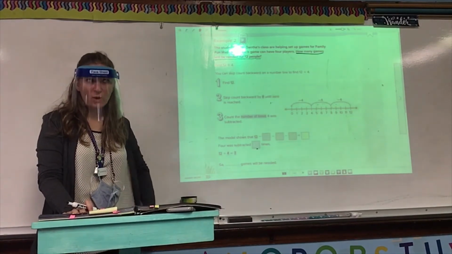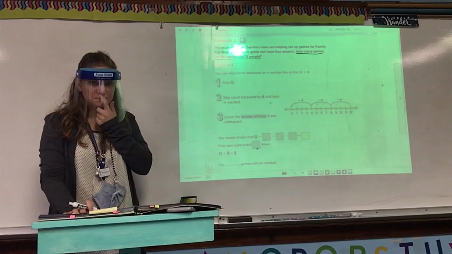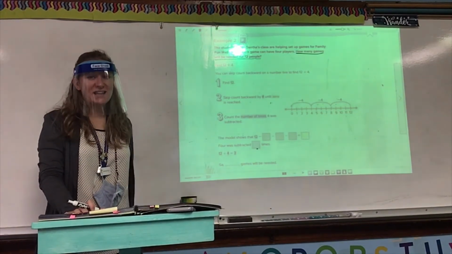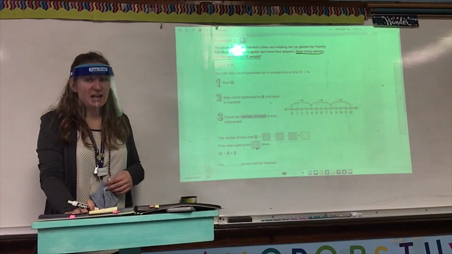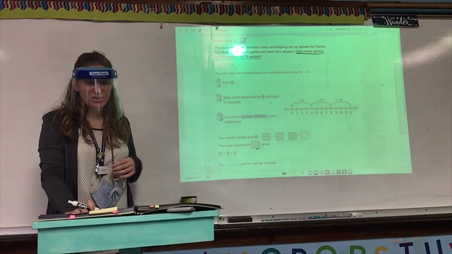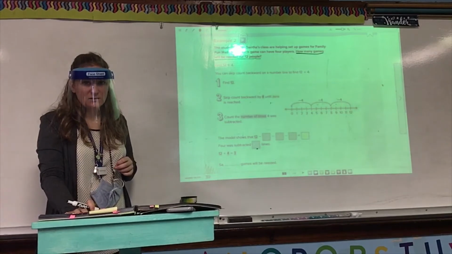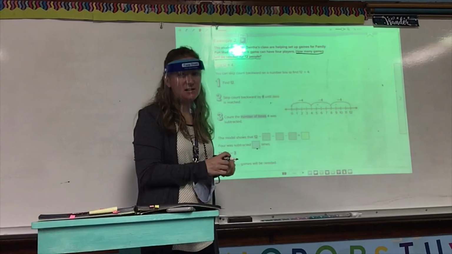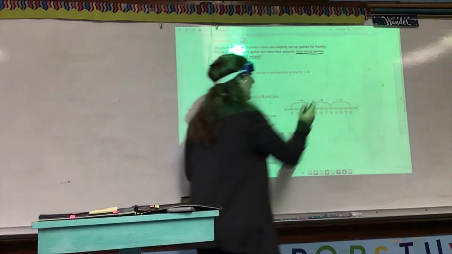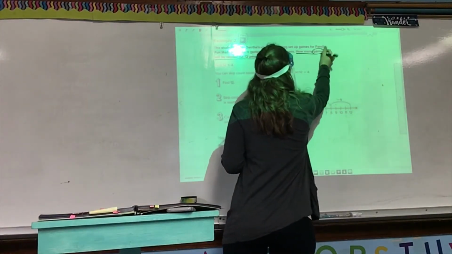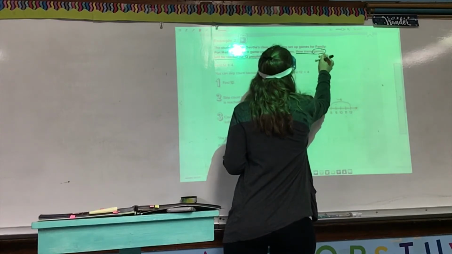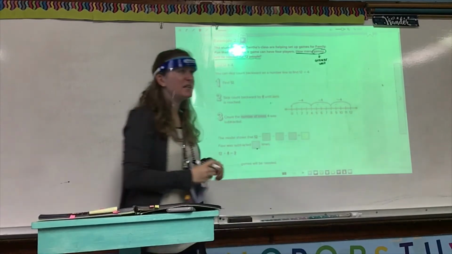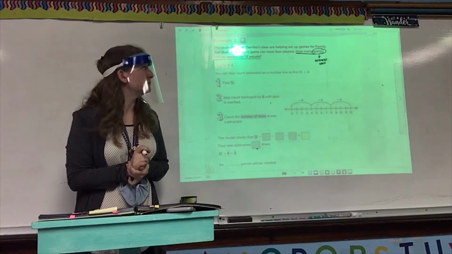In the question. Where in the question? I know I'm going to find all my units in the question, but where do I find the unit that our answer will be and at least one piece of our equation will be? After how many. And what word is that? Games. So games will be our answer unit and at least one piece of our equation.